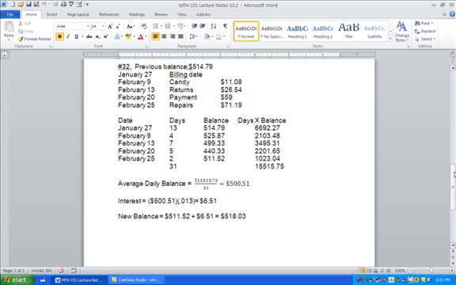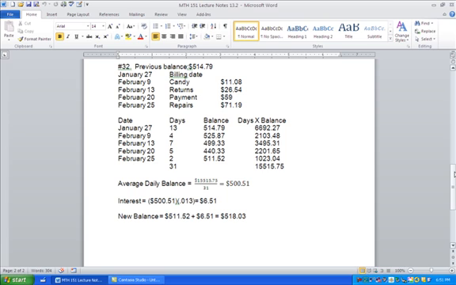All right, from February 25th to February 27th, and we want to choose the 27th because that's the billing date. We have 2 days. So at that point, on the 25th, there is a charge of $71.19. We have to add that to the $440.33. We get $511.52. 2 times that is $1,023.04.